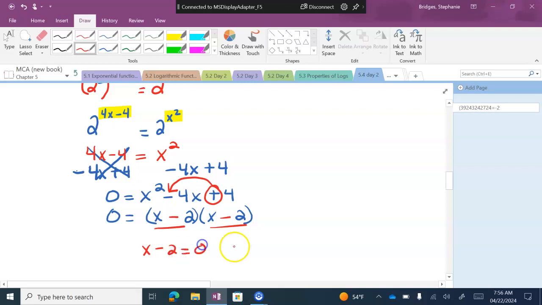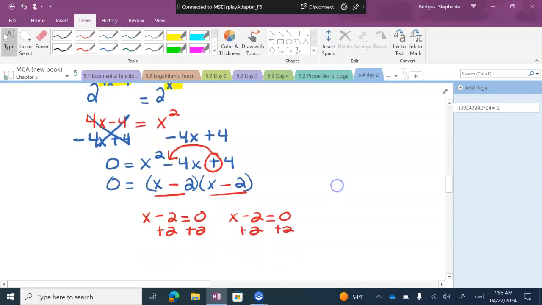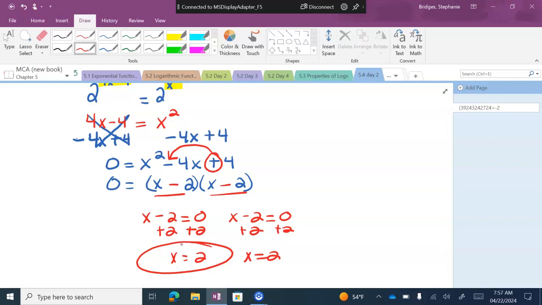You don't have to write it twice. You can, but you don't have to. You can just put it as x equals 2. Okay, you can just write one of them. You don't have to write them both. Now, if they were 2 different values, yes, you would need to write them both. But in this case, it was the same number twice.